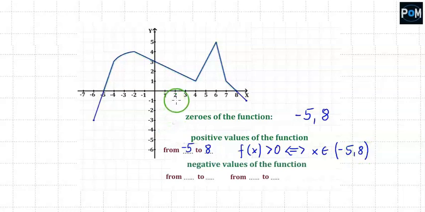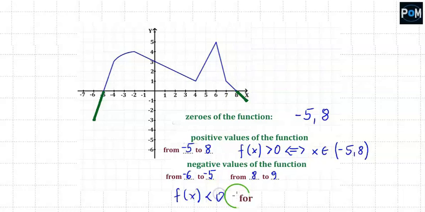When does this function take negative values? Negative values are below the x-axis, so here we have negative values. This is for x's from -6 to -5. Negative values are also in this place, a piece of negative values, which is between 8 and 9. In mathematical notation, f of x is less than 0, meaning the values of the function are negative, when x is in the interval from -6 to -5.